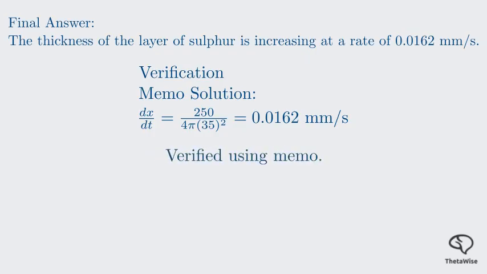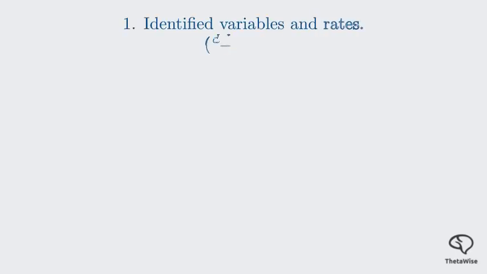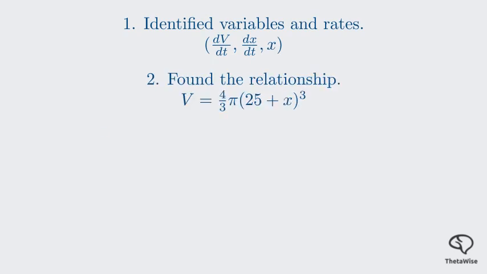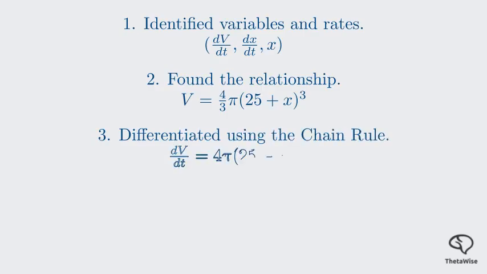Verified using the memo. Let's quickly recap what we've achieved. We have successfully applied our 3 objectives for this video. First, we identified all the changing variables and their rates. Second, we found the relationship that connects them. And third, we used the chain rule to differentiate that relationship and solve for our unknown rate. You now have a solid framework for approaching related rates problems.